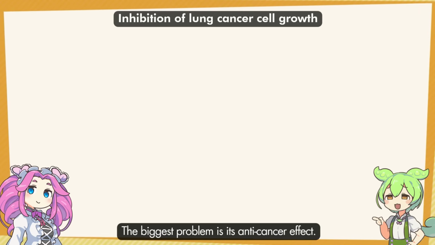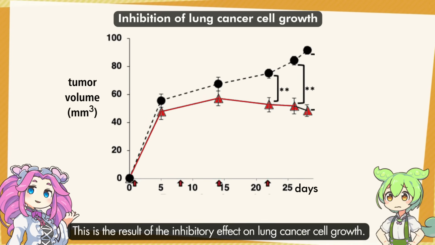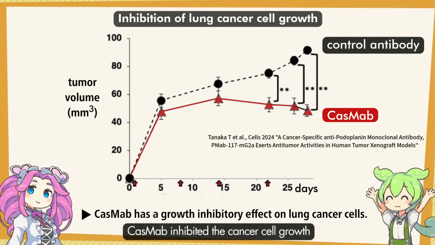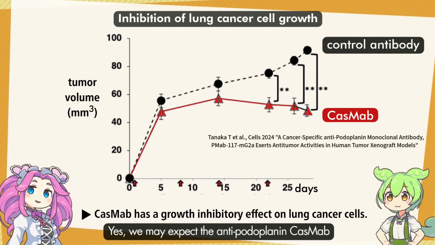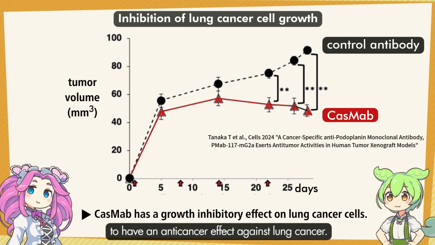The biggest problem is its anti-cancer effect. This is the result of the inhibitory effect on lung cancer cell growth. CasMab inhibited the cancer cell growth. Yes, we may expect the anti-podoplanin CasMab to have an anti-cancer effect against lung cancer.